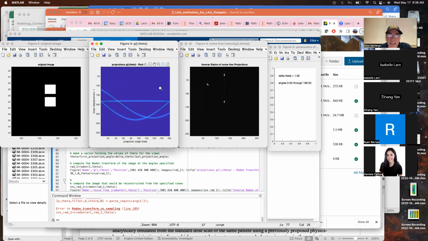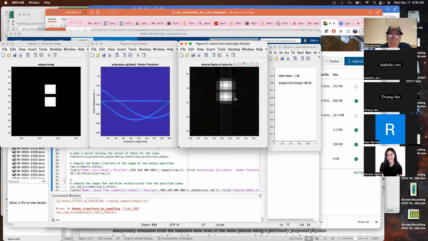And then here's the reconstruction of the picture using the inverse radon transform. This is the underlying theoretical object that produces this, and then we do the inverse and we get this. So it blurs it a bit.